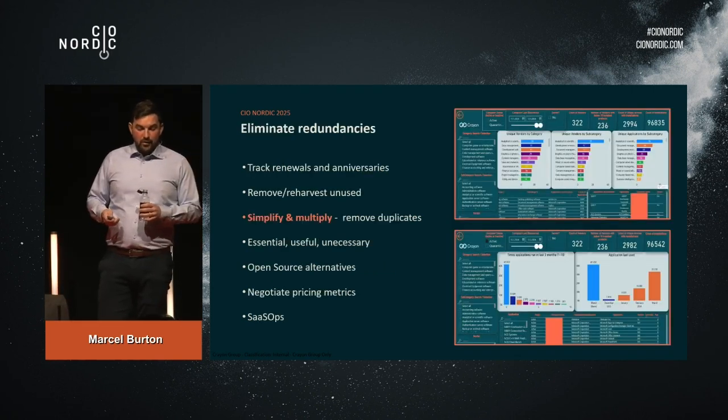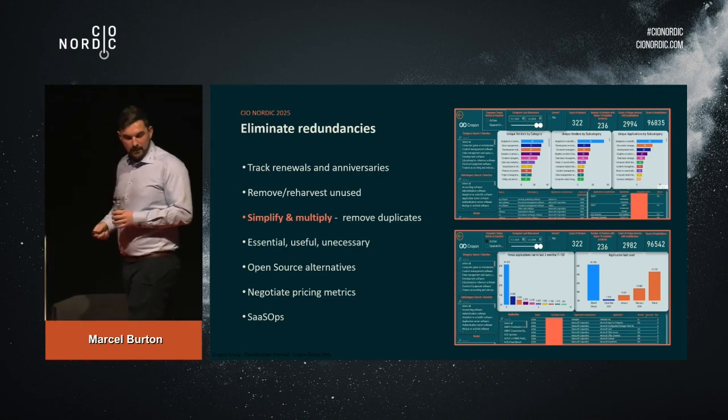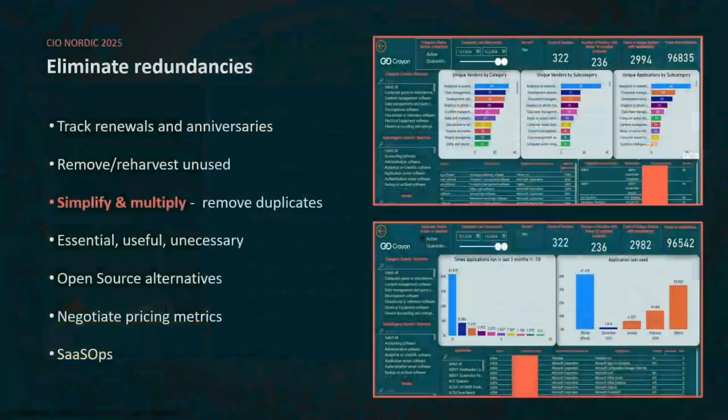Next, I want to tell you how to eliminate redundancies. So simple, but very difficult: tracking renewals and anniversaries. Business is buying more and more. SaaS has lowered the threshold. You need a credit card to buy and bring in new technology. They want to innovate. They want the best of breed, the latest thing with embedded AI capabilities.